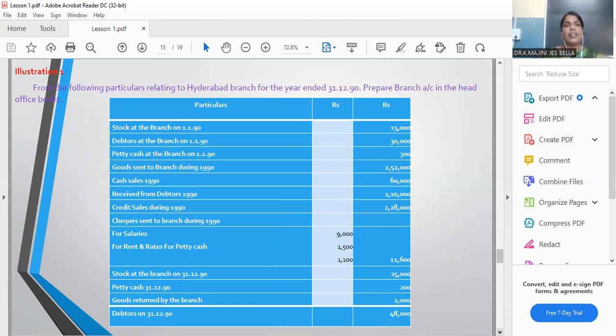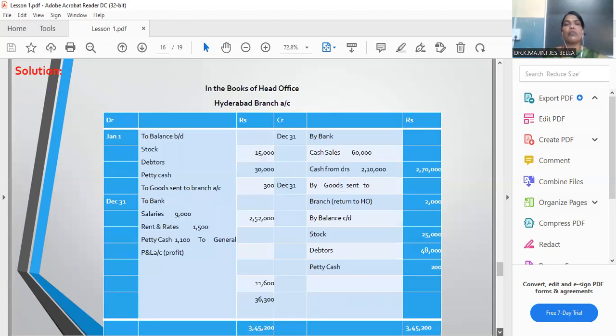Then credit sales during 1990, 2,28,000. Then cheque sent to branch during 1990 for salaries, they have sent a cheque worth rupees 9,000. Then rents and rates 1,500. For petty cash, they have sent rupees 1,100. Then stock at the branch on 31/12/1990, 25,000. Petty cash on 31/12/1990, 200. Goods returned by the branch 2,000. Debtors on 31/12/1990, 48,000.